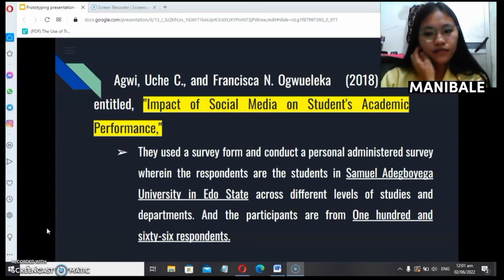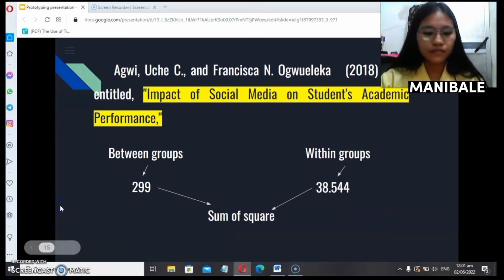The data gathered from the students in Samuel University in Edo State, on the impact of time spent on social media activities and academic work of the student respondents, shows that between groups the sum of squares is 299, and within groups the sum of squares is 38.544, which indicates the students are more likely to spend time in social media activities rather than academic work.